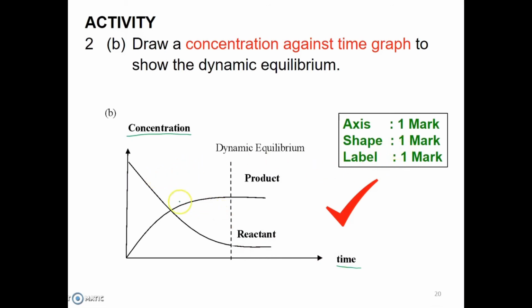The correct shape means that the concentration of reactant must decrease over time, and the concentration of product must start from 0 initially and must increase over time. And at the time where the concentrations of reactant and product are unchanged and become constant, this is the time where the reaction has achieved equilibrium. So this one you should label, it is compulsory to label, and this line also is compulsory for you to label and indicates the time that the reaction has achieved equilibrium.